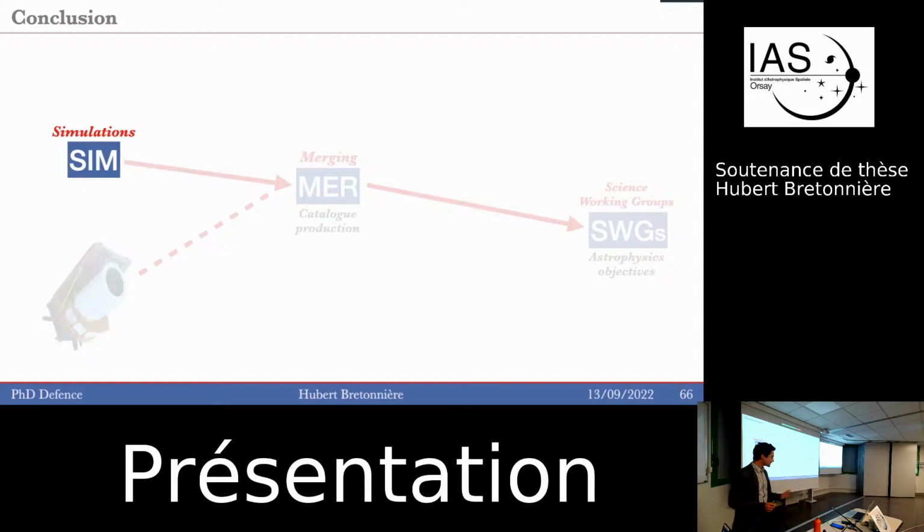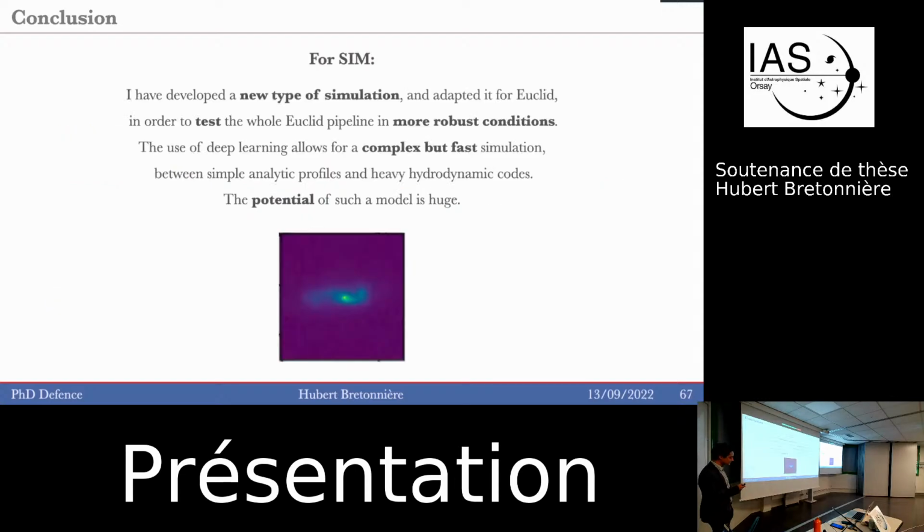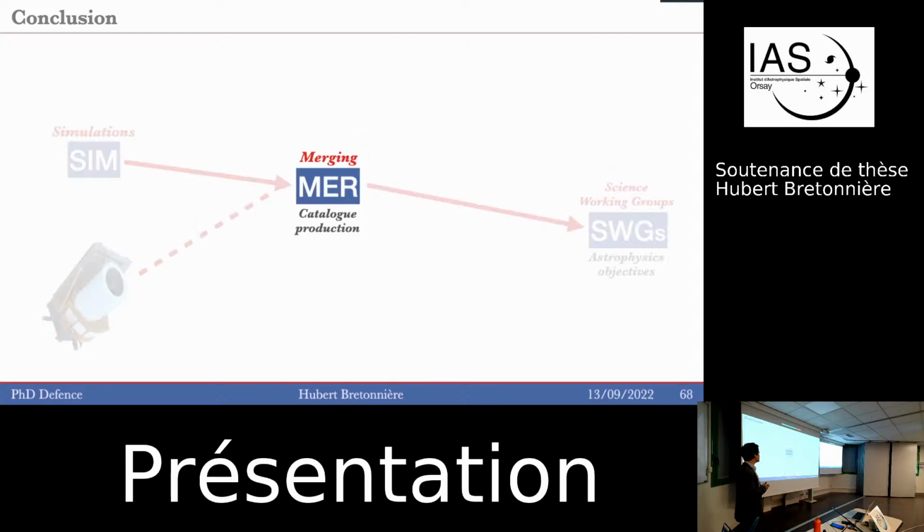So I will take again this Euclid pipeline to show how I've helped the Euclid consortium. For the simulation part of Euclid, we've created these complex galaxies with deep learning, and we've started to implement those deep learning algorithms inside the Euclid pipeline to help the whole consortium test every software in more realistic conditions. And I think we've just entered the huge potential of such a model.